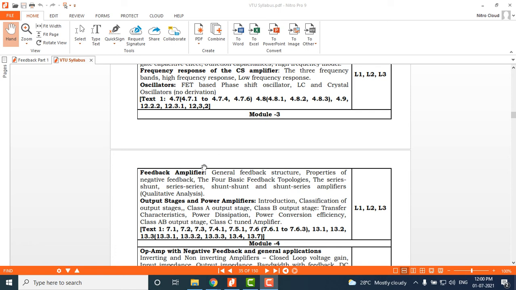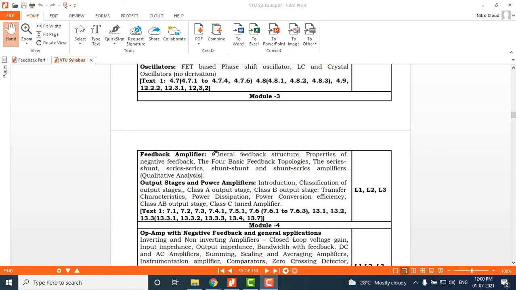Okay, the topic for today's class is the general feedback structure. We will introduce what feedback is, types of feedback and its advantages, and if possible we will cover properties of feedback along with the general feedback structure. This chapter is very easy to score marks in examination.